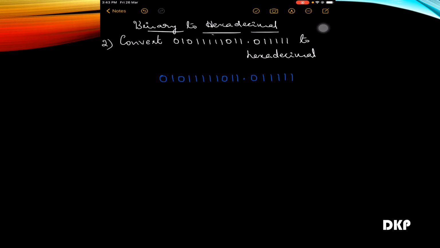Here is the second example. Convert 0101111011.011111 to hexadecimal. So this is a lengthy binary number. And one more thing is, here a binary point is given. So what you have to remember here is, when a binary point is given in the binary number, you have to start the grouping from the immediate right of the binary point, as well as the immediate left of the binary point. So this is how the grouping should be done.